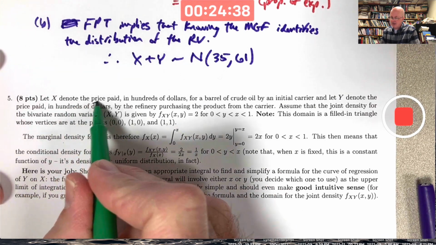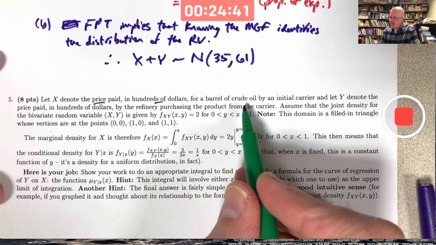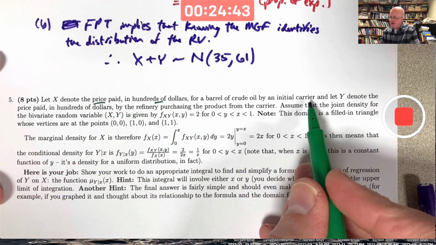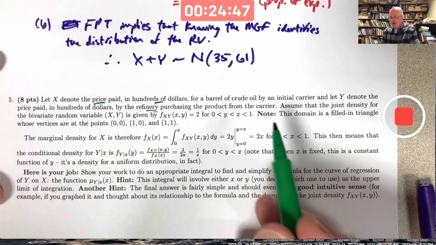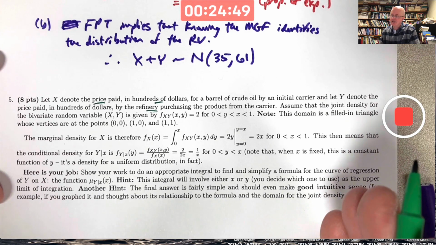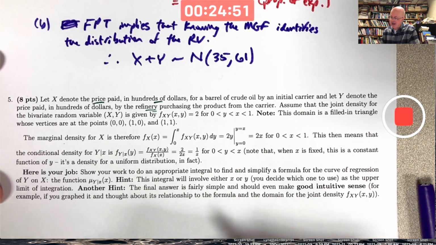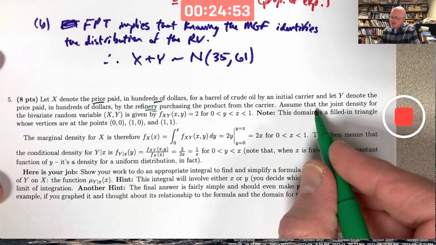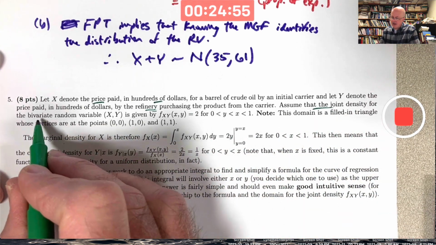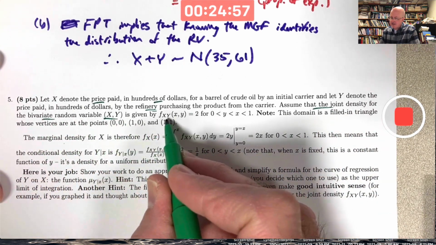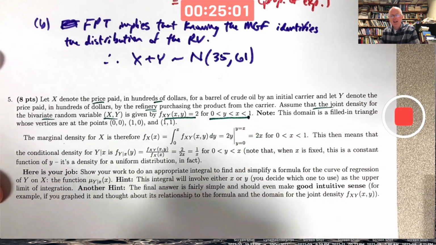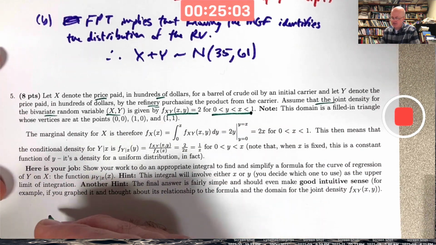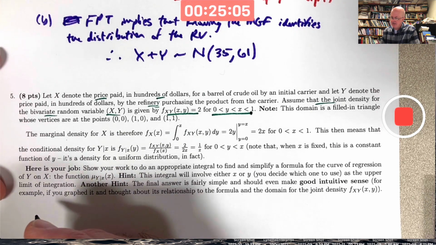Let X denote the price paid in hundreds of dollars for a barrel of crude oil by initial carrier, and let Y denote the price paid in hundreds of dollars by a refinery. Okay, the meaning of X and Y is not such a big deal here. We're just trying to get on to the math. Assume the joint density for the bivariate random variable X comma Y is given by this formula over this domain. I guess we will think about the application briefly here to see if this makes some intuitive sense.